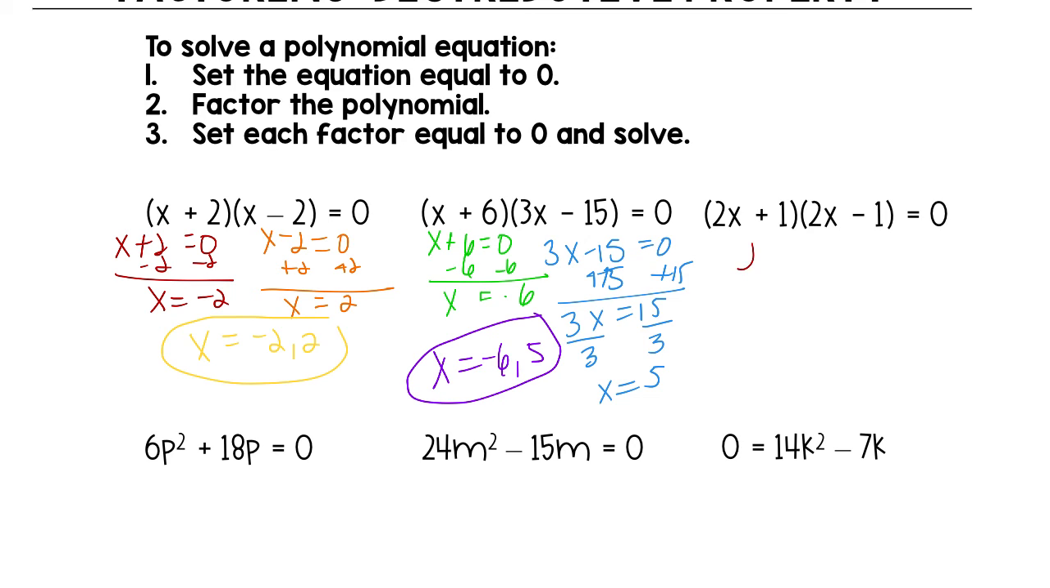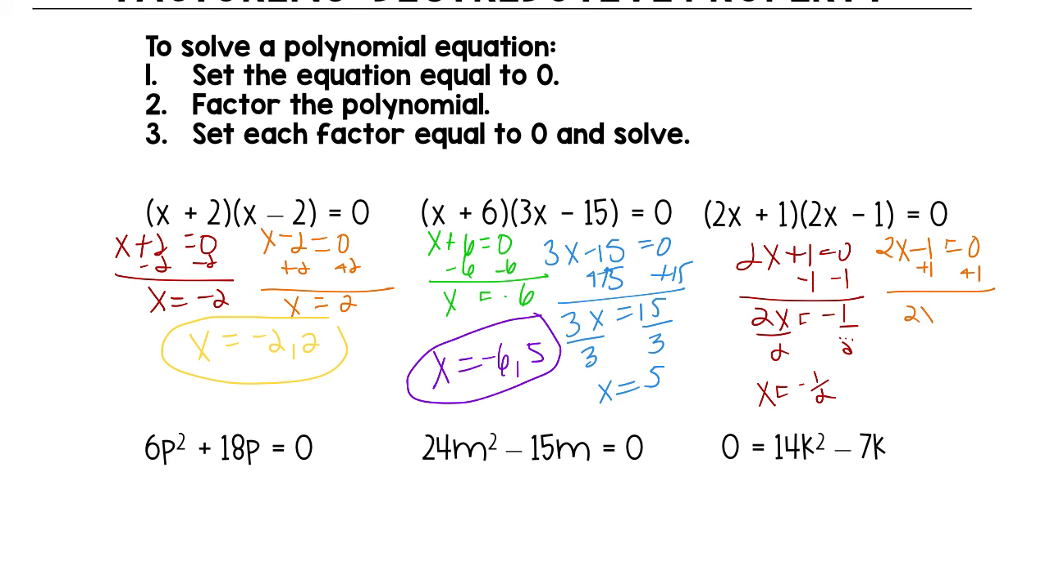Let's do some more. First set equal to 0. Second set equal to 0. And we solve. Subtract 1. 2x is equal to negative 1. Divide by 2. And we've got x is negative 1/2. Add 1. 2x is 1. Divide by 2, that means x is positive 1/2. So our two solutions, x is negative 1/2 and positive 1/2.